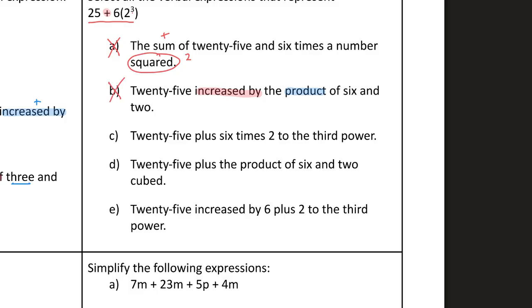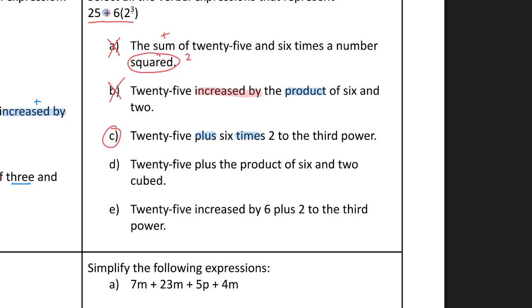All right, the next one, we have 25 plus, so far so good because we have the plus sign here, 6 times 2 to the third power. That one's going to be correct. So the 25 is the first one, I have plus, which is the plus, and I have the 6. Remember that we have a hidden operation here with the parentheses. That's going to be times. And then we have 2 to the third power, which would be 2 with an exponent of 3.